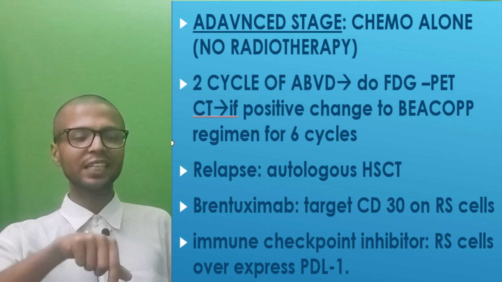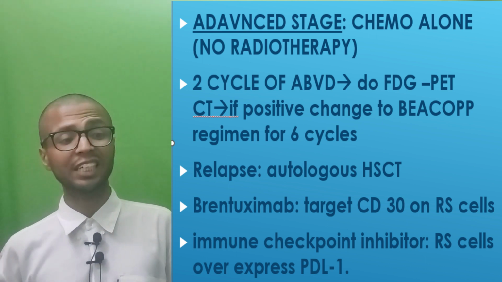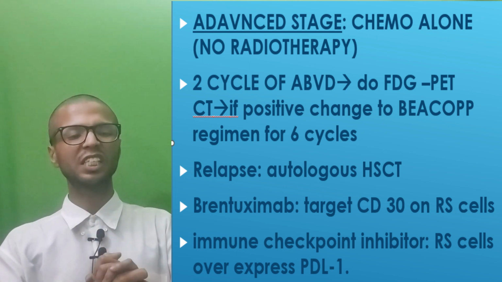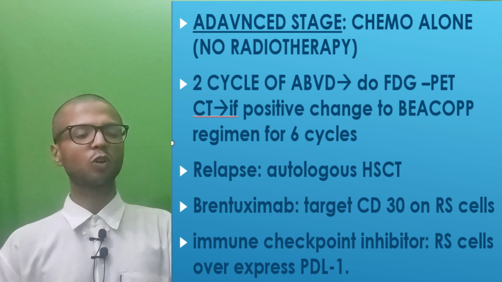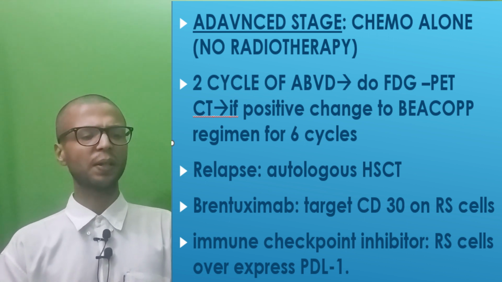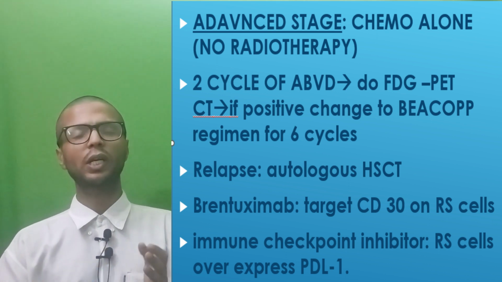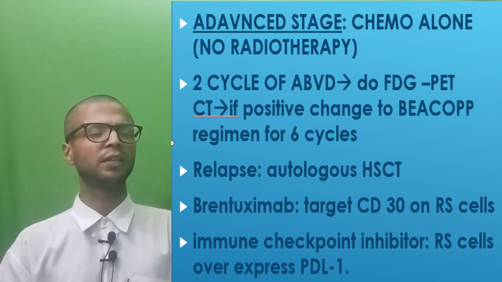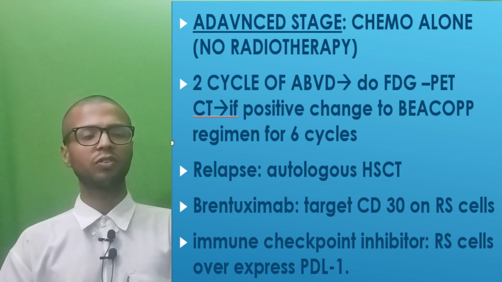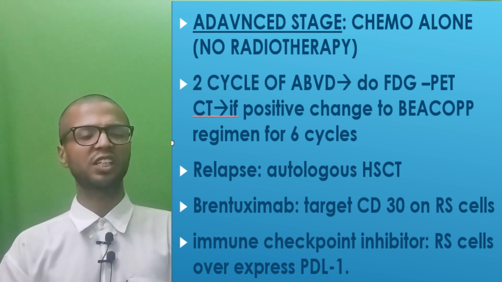So if there is no response with ABVD, then we change to BEACOPP regimen. BEACOPP regimen is widely used in UK, but they have a lot of toxicity because bleomycin causes pulmonary fibrosis. So due to those side effects, we generally don't prefer BEACOPP in our setup. We initially go with ABVD regimen. But if there is no remission, then what can we do? We have to change to BEACOPP regimen. And if there is a relapse of Hodgkin lymphoma, then we have to go for autologous hematopoietic stem cell transplant.